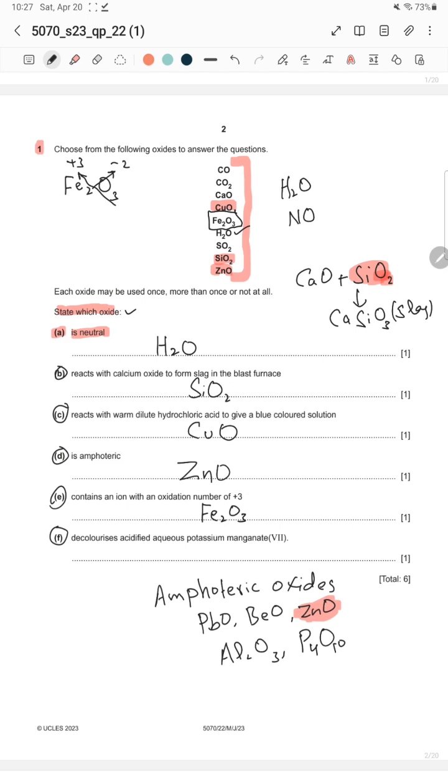Part F: which oxide decolorizes acidified aqueous potassium manganate. So this is from identification of ions, qualitative analysis, the table for identification of gases. Sulfur dioxide has a double bond. So wherever a double bond is present, KMnO4 reacts with sulfur dioxide, and the purple color of KMnO4 disappears. So the correct answer here is SO2. This test is also used to differentiate alkanes and alkenes. We have seen this in the chapter of organic chemistry.